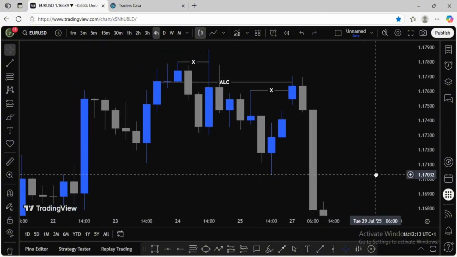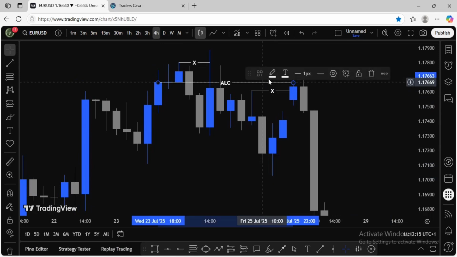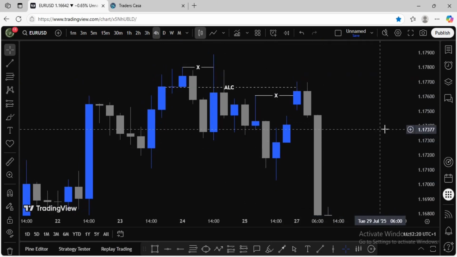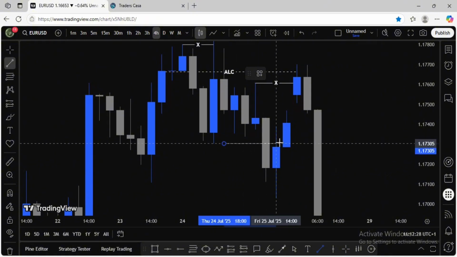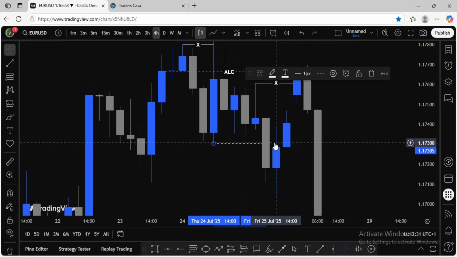Then you can see, let me adjust that a little. Normally my alchemists, I draw them in dashed line. I don't draw it in normal line. The normal lines are for SMCs. This is not your normal SMC that you'll be drawing as a pattern. This one is a confirmed SMC.